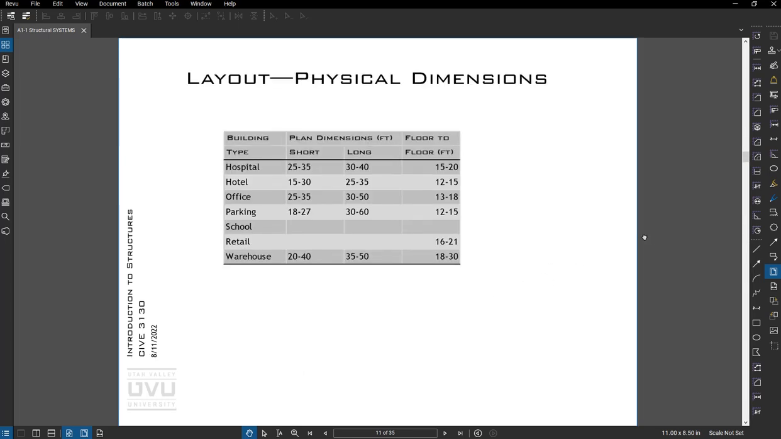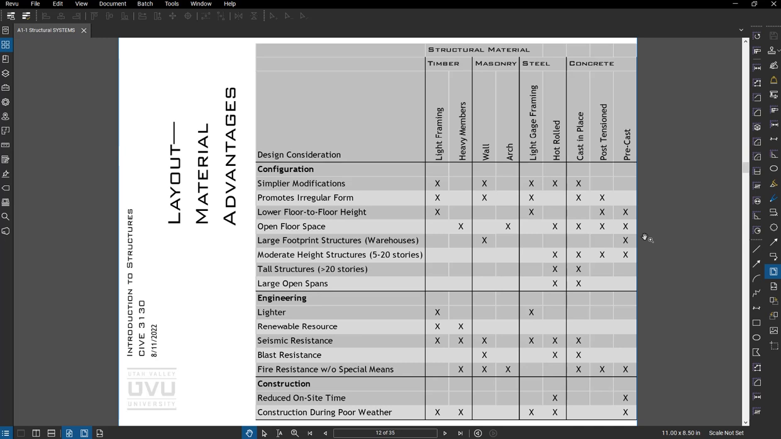Okay, in this slide I've given you some common physical dimensions for different types of buildings. These are just a guide. There's nothing set in stone with these, but it gives you a feel for how things play out in the world. And then this table gives you some insight into different advantages or design considerations and what types of material and systems tend to work best with those. So if we're looking for a blast resistant building, we're probably not using wood, but if we want something that's easy to modify, we're definitely using wood.